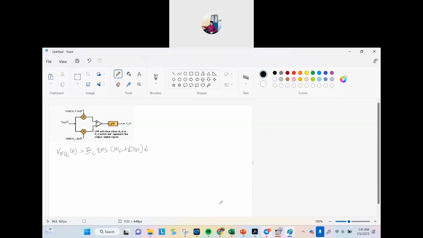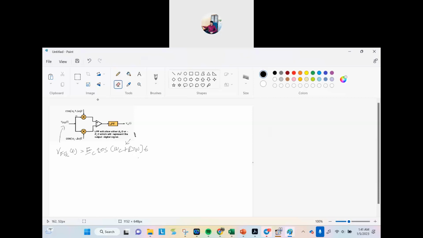I try my best. So this is VFSK, which is the one that we receive here. If this is plus, it means higher frequency, so this one will be bit 1. If it is omega C minus delta omega, it will be bit 0. But let's say we actually receive bit 1, so this is of course plus delta omega.